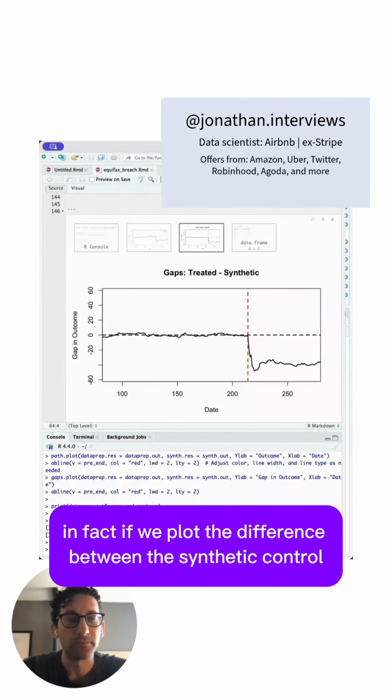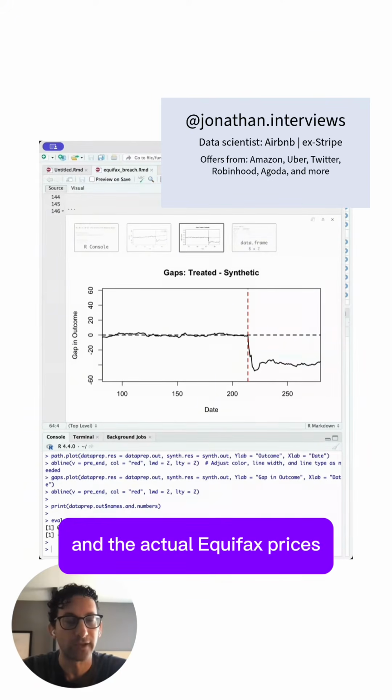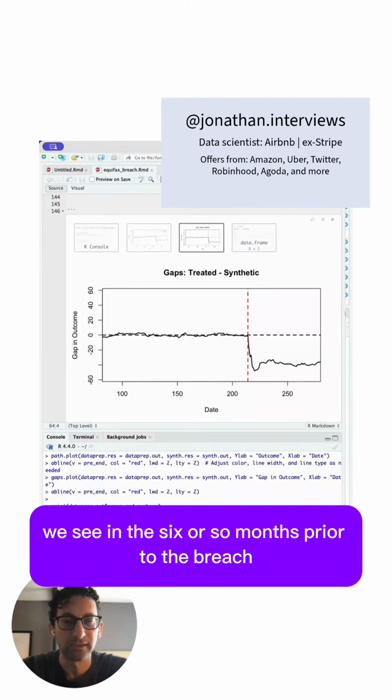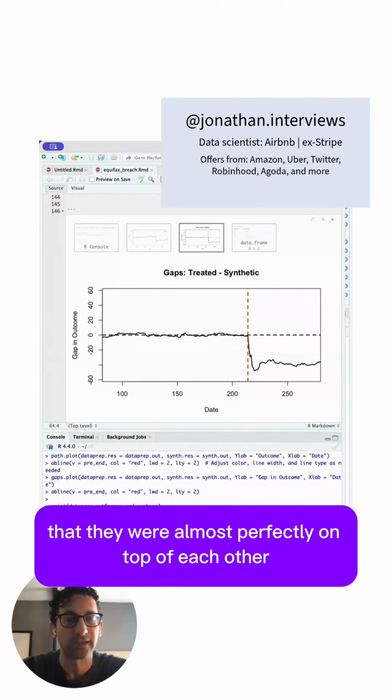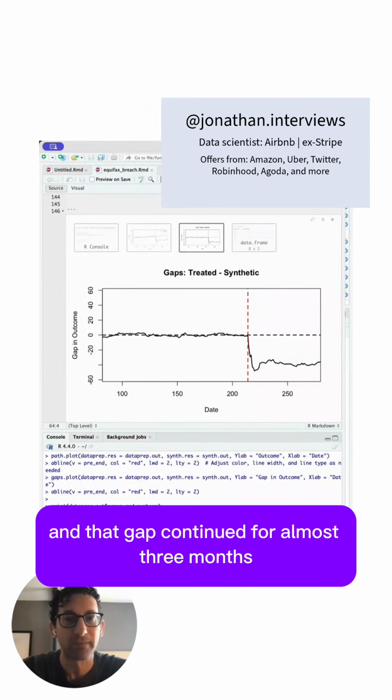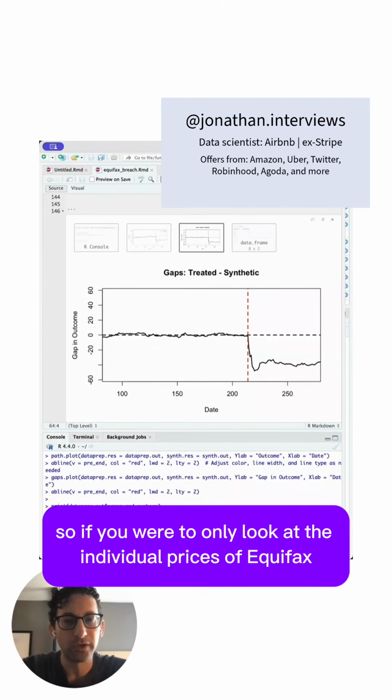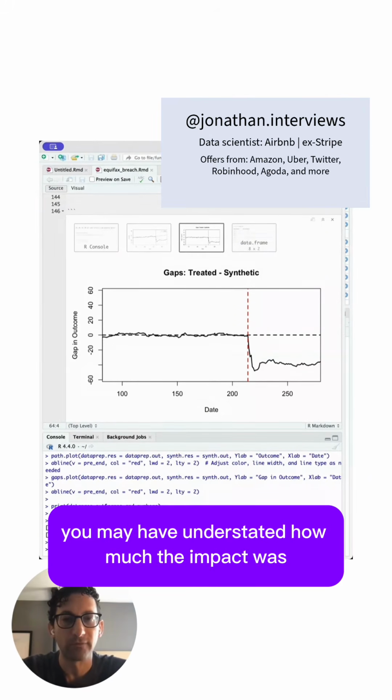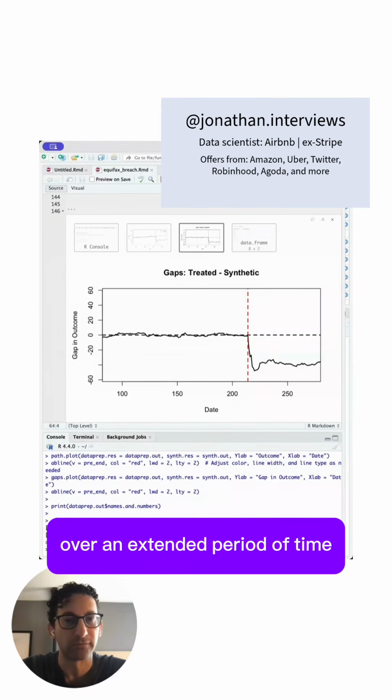In fact, if we plot the difference between the synthetic control and the actual Equifax prices, we see in the 6 or so months prior to the breach that they were almost perfectly on top of each other. And then it dropped almost $35 to $40 per share, and that gap continued for almost 3 months. So if you were to only look at the individual prices of Equifax, you may have understated how much the impact was over an extended period of time.